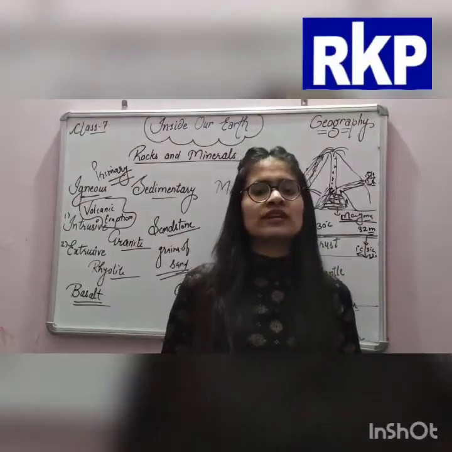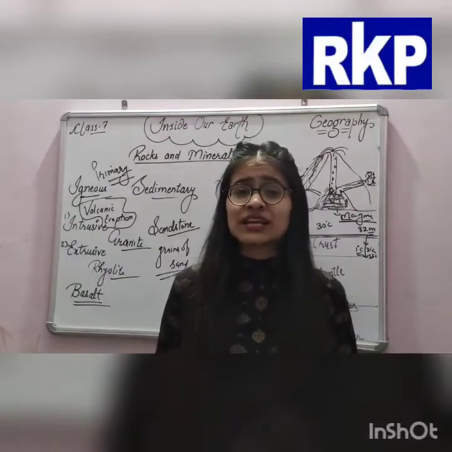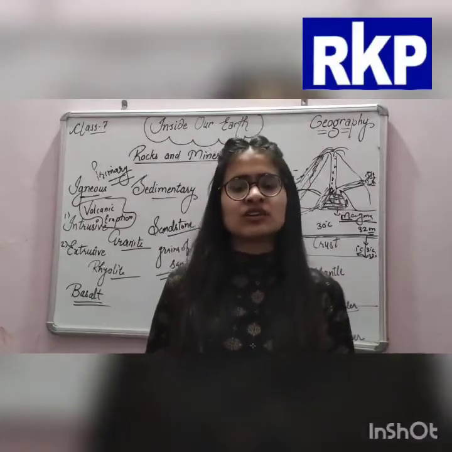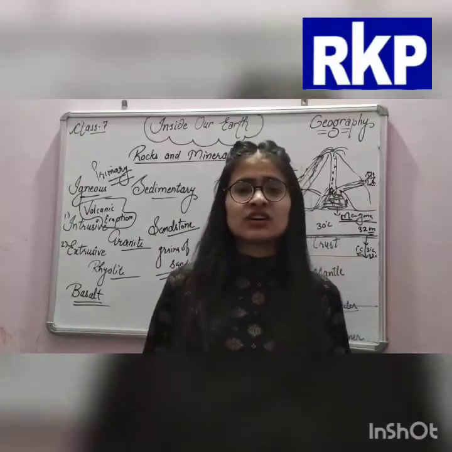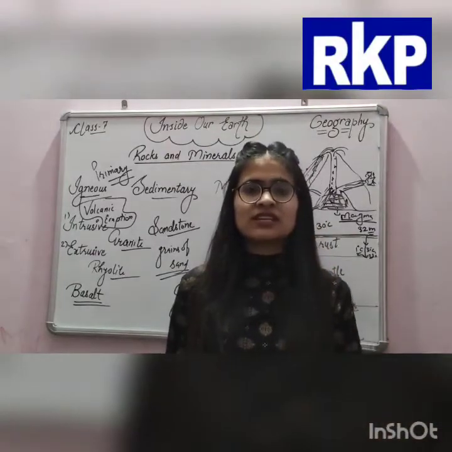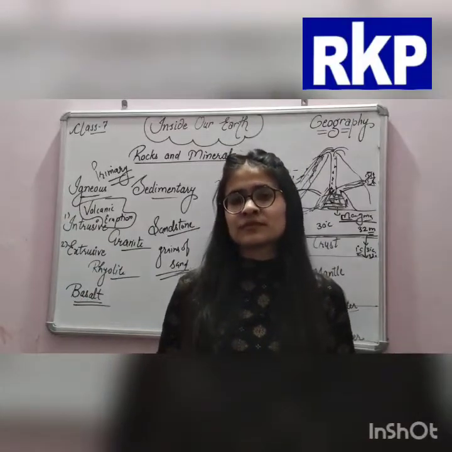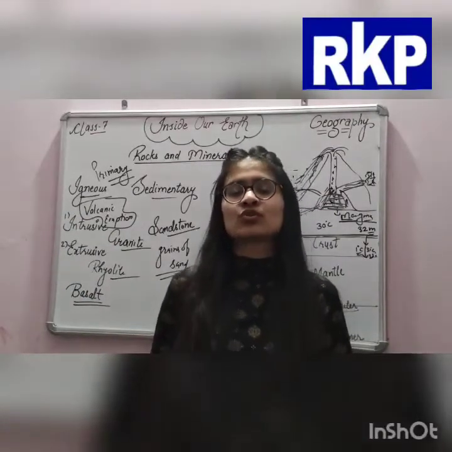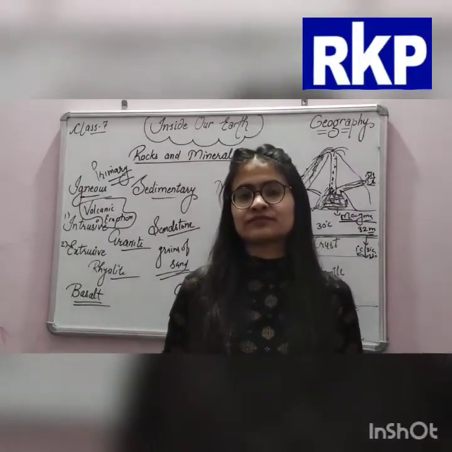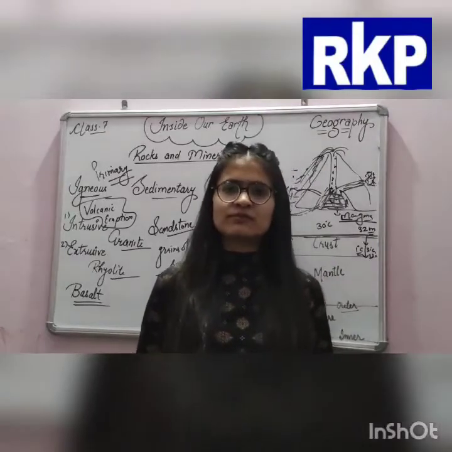And who said that Earth looks like an orange? That is Sir Isaac Newton. And there is a fruit, a nashpati, a pear. Who proved that the Earth looks like that fruit? That was James Jeans.